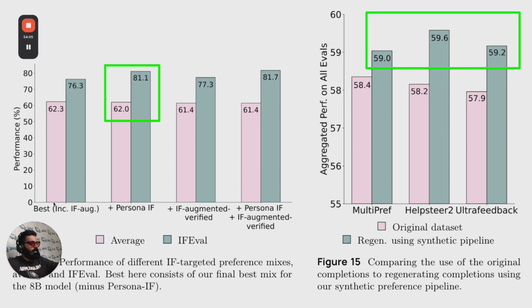This is showing that when they have their IF augmented dataset included, when they add Persona IF, they get the highest, or not highest, but they get an improvement in IF eval, and they get the least decrease in the average. So adding the augmented verified does actually improve IF eval, but it decreases the overall average across the other benchmarks. And then this one, I think, was the most interesting, which is that regenerating using synthetic pipeline yields better performance than using the original dataset. So that was a really interesting one to see and speaks to the power of synthetic data.